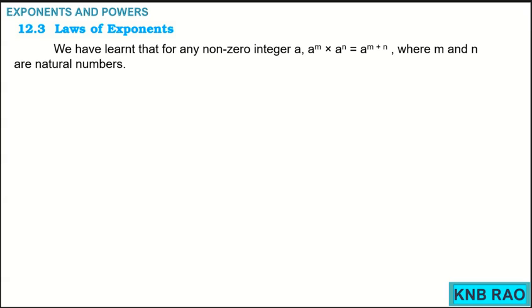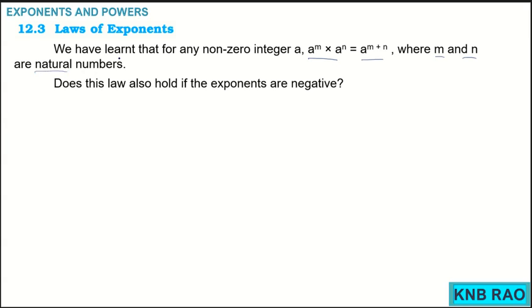The first law that we have learnt in laws of exponents was, for any non-zero integer a, a power m into a power n is a power m plus n, where m and n are natural numbers. This is what we learnt. Now the question comes: does this law also hold true if the exponents are negative? Now let us explore. Children, let us consider you are multiplying 2 power minus 3 and 2 power minus 2.